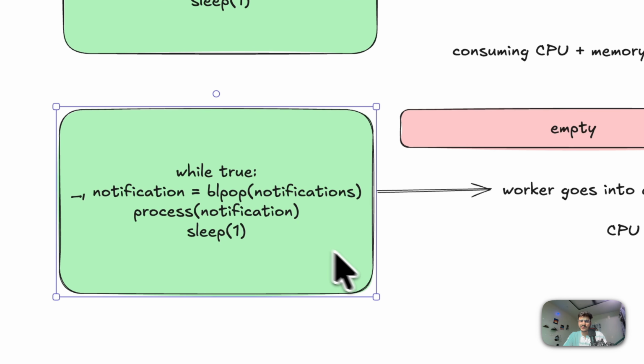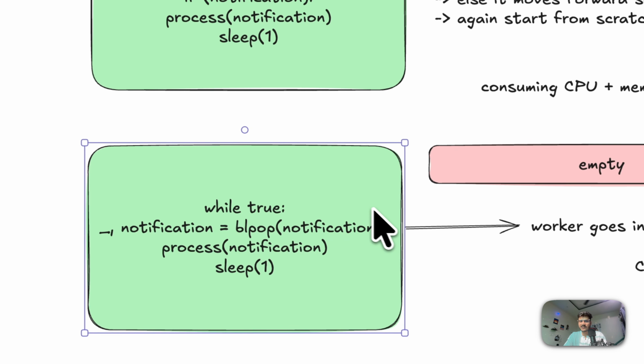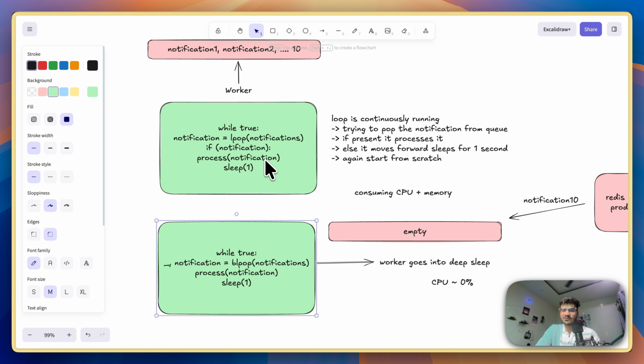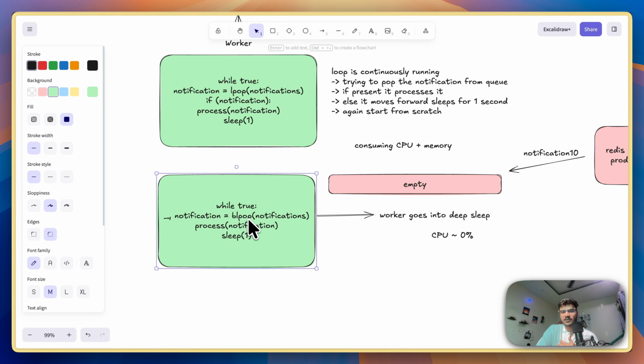So in this case the only advantage is that here we are not continuously doing the polling. Here we were continuously doing polling. Why? As you can see, we first try to pop the notification. If it's present, we process it. If it doesn't have any notification, we move forward, and again we do the polling. We are again doing the notification popping, right? So it's consuming a lot of CPU. But in this case we are not doing it.